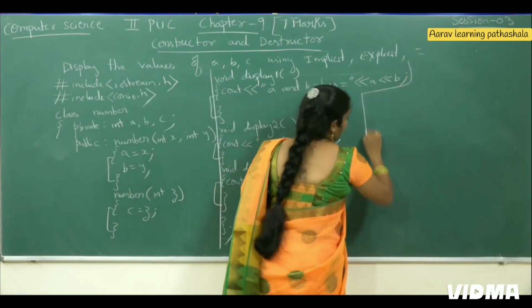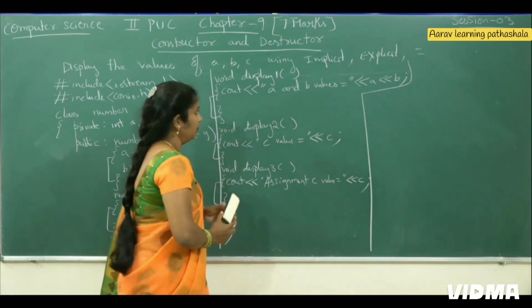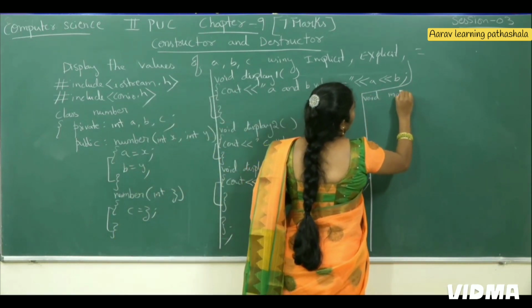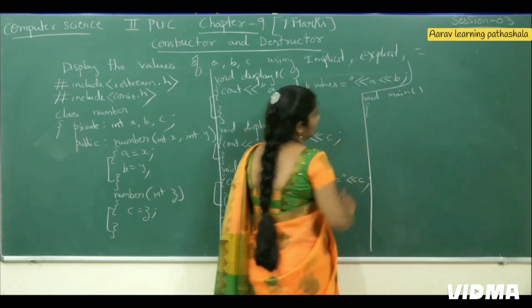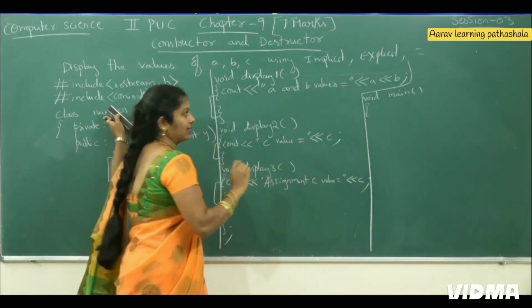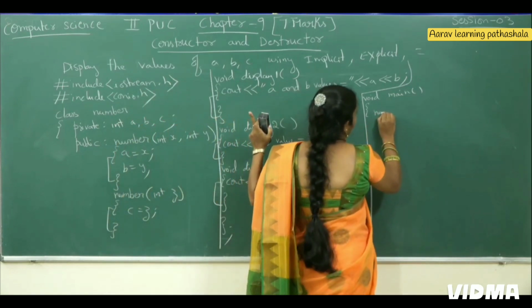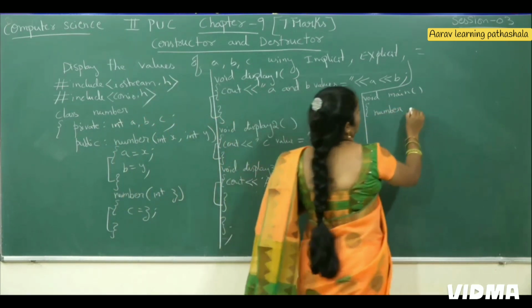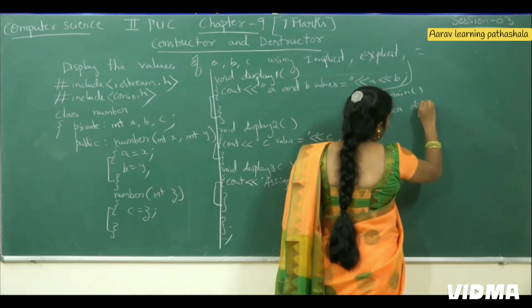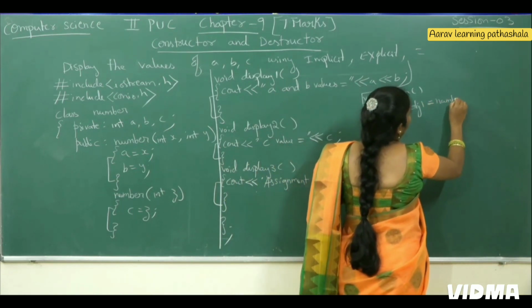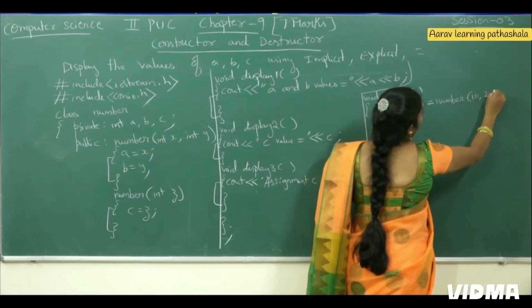Next, I am going to write the main program, void main. Here create the object. How to create the object? The class name we have given is number. Create the object: object1 equals number, inside the bracket 10, 20.